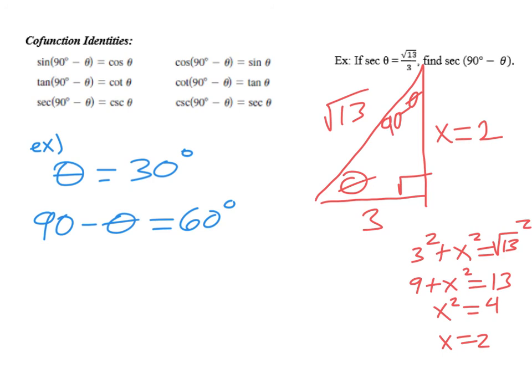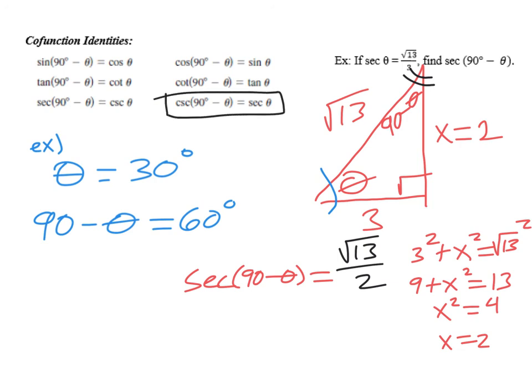All right, this whole problem wants me to get the secant value of 90 minus theta. Now I'm kind of switching perspectives, right? I'm not looking at the triangle from here. Rather, I'm looking at it from here, okay? Hypotenuse is still the square root of 13, but now the side adjacent is no longer 3. It's now 2, okay?